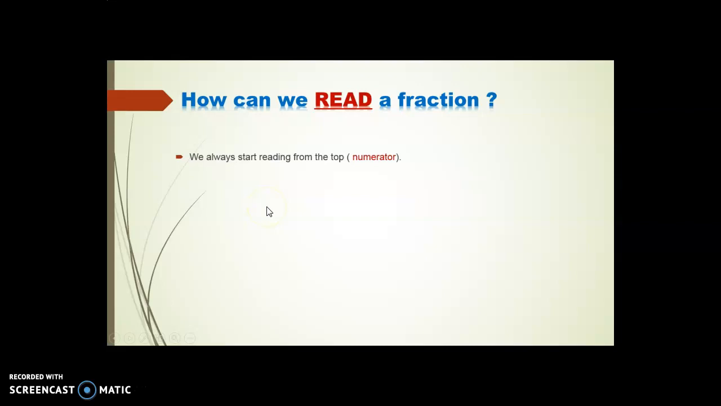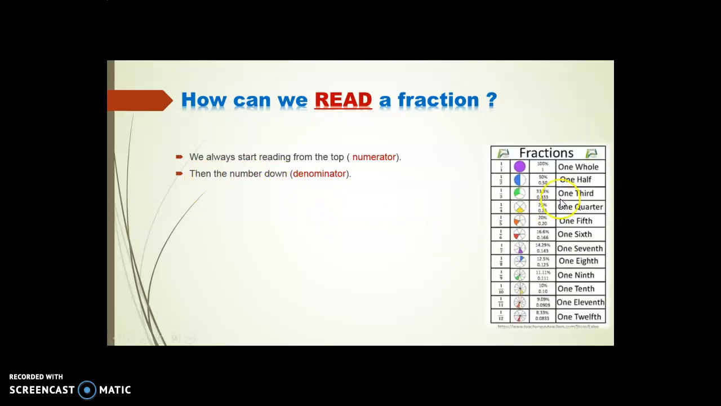How can we read a fraction? We have steps to read the fraction. The first one is we always start reading from the top, from the numerator. Then the number down, which is the denominator. Let's see. We took those fractions before in Junior 2. 1 whole, 1 half, 1/3, 1/4, 1/5, and so on.